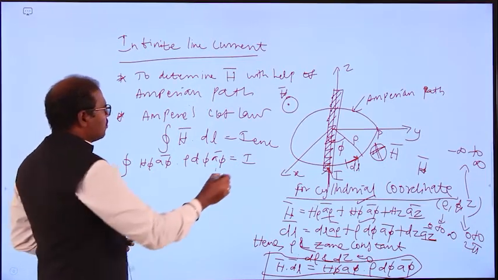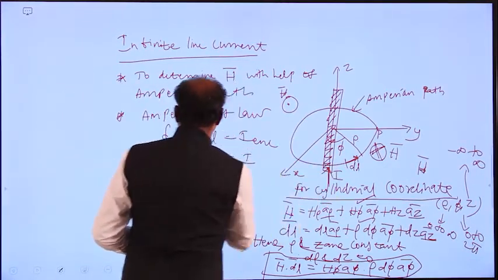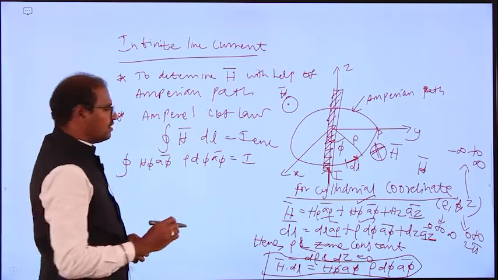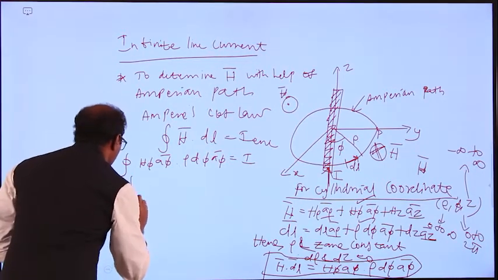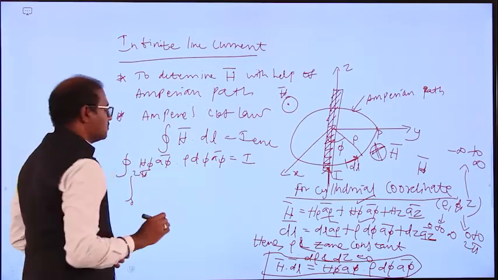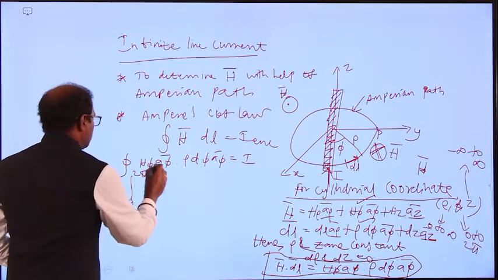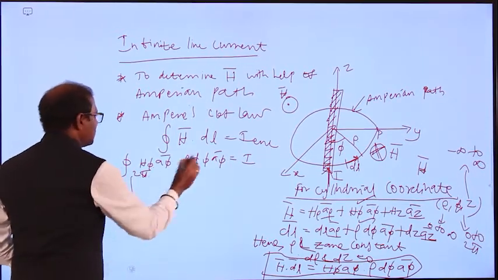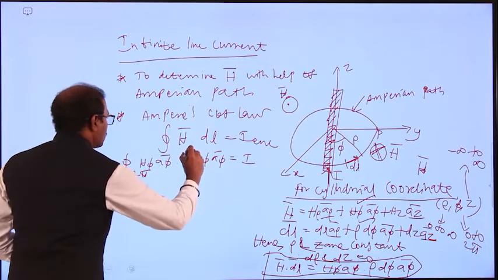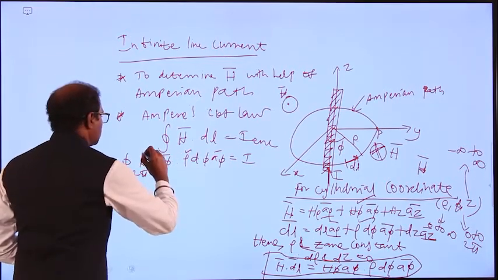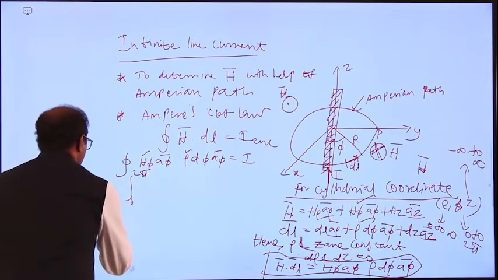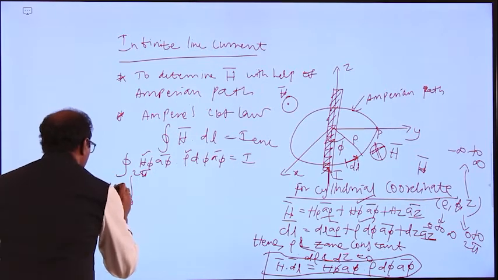Here phi is a variable, and the variable ranges from 0 to 2 pi. So what are the components? We'll take here rho H phi, and outside we'll take rho H phi.